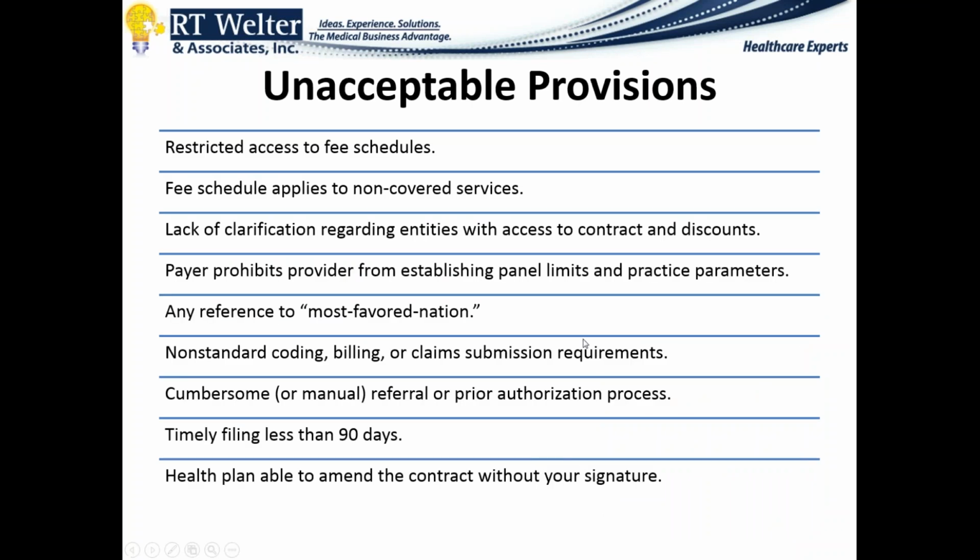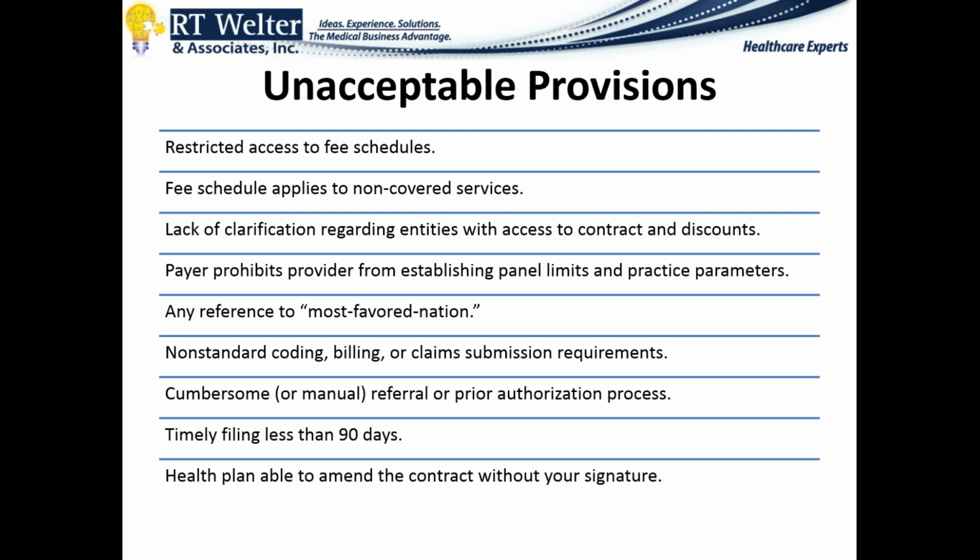Some unacceptable provisions, so things that would not be acceptable in a contract. Restricted access to fee schedules. Fee schedule that applies to non-covered services, so things that the health plan would not cover. Lack of clarification regarding entities with access to contract and discounts. This is very, very technical language, but it's important that you guys understand what to look for in a contract. Payer prohibits provider from establishing panel limits and practice parameters. Any reference to most favored nation.